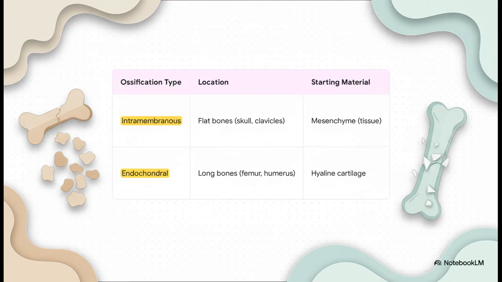But on the other side, there's endochondral ossification. This is for our long bones, your femur, your humerus, and its method is totally different. It first creates a perfect little miniature model out of flexible hyaline cartilage, and then it replaces that model with bone. So why the cartilage model? Well, it's brilliant, really. Cartilage can grow from within, which allows our arms and legs to get much, much longer, something that just depositing bone directly can't do.